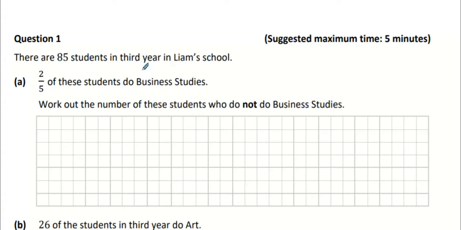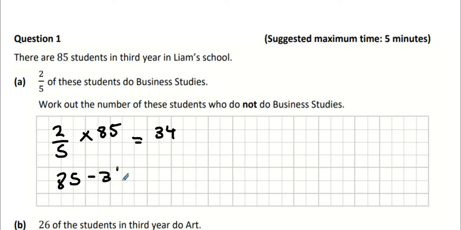Okay, there are 85 students in third year English school. 2/5 of them, which means 2 out of every 5 students, do business studies. Work out the number of students that do not do business studies. Well, we can do it two ways. We can multiply 2/5 by 85, and when you multiply 2/5 by 85, what we should get is 34. And then you would say, well, look, there's 34 students that do business studies, so 85 take away 34. That should lead to your 51.